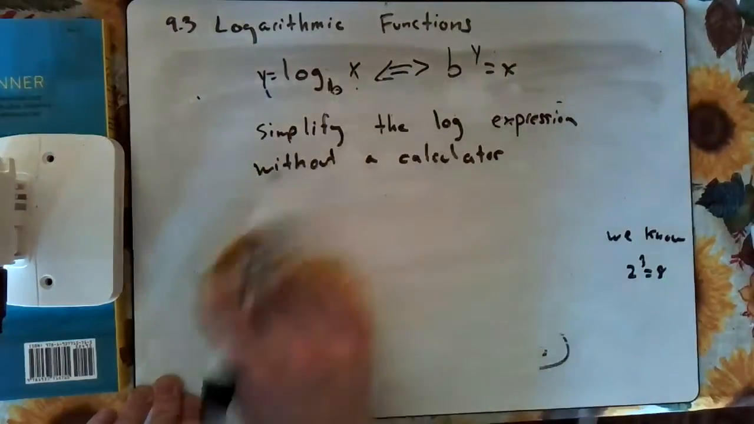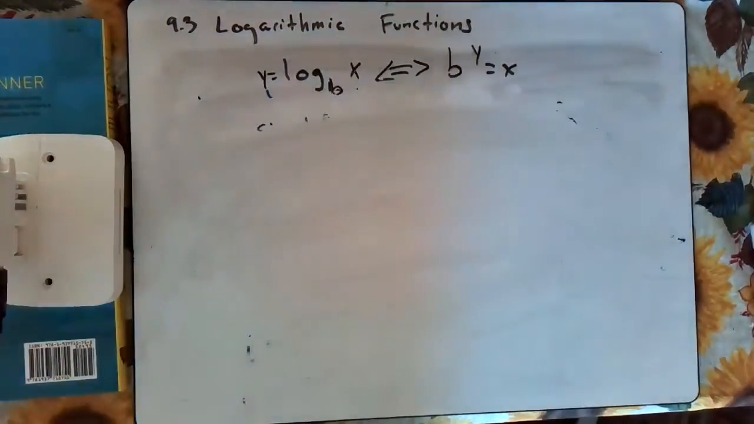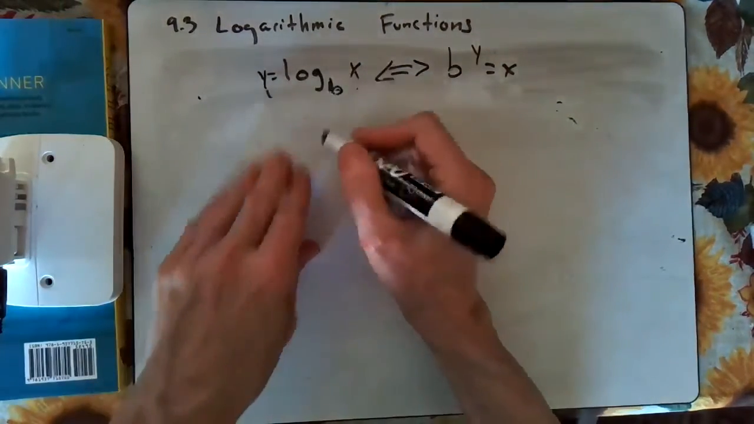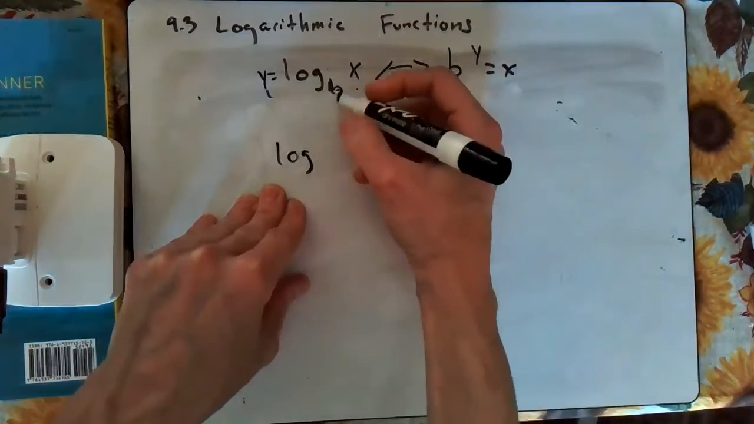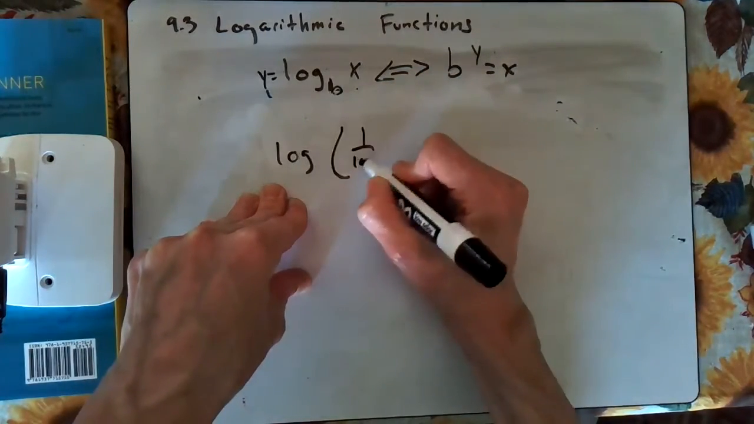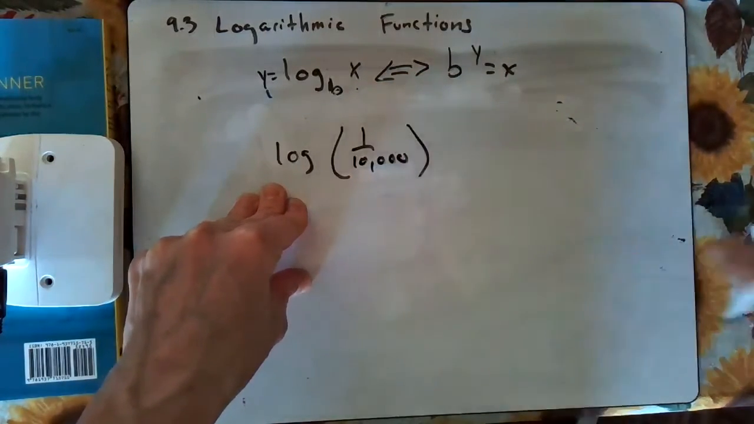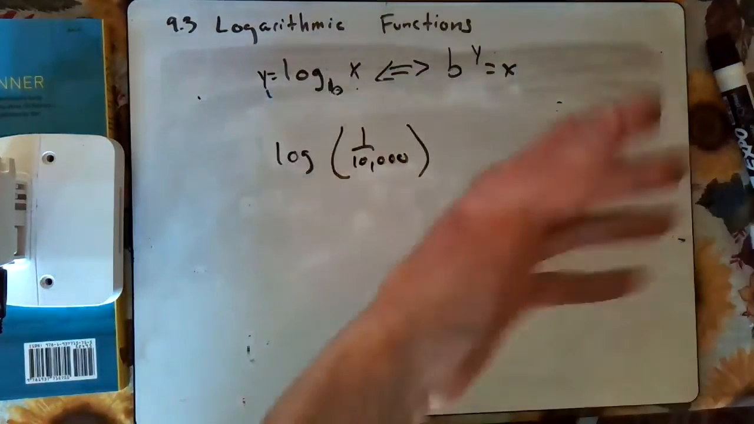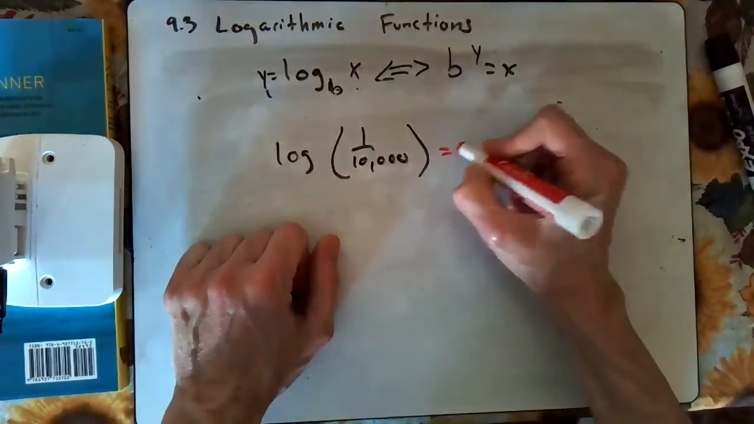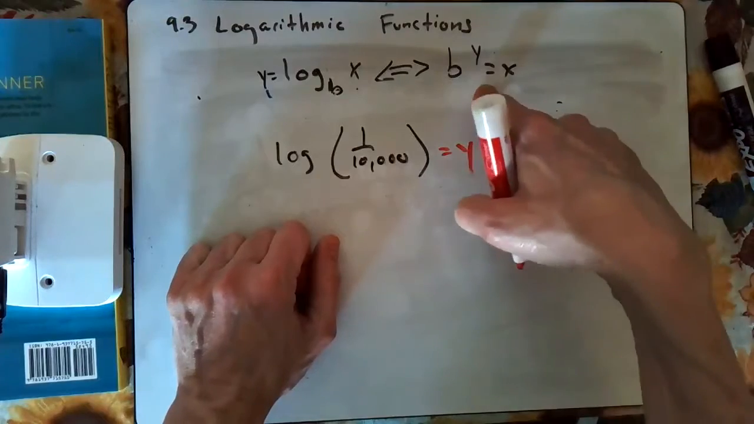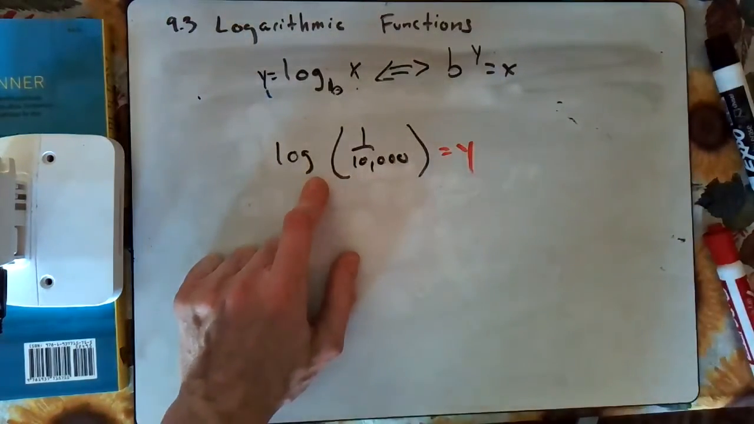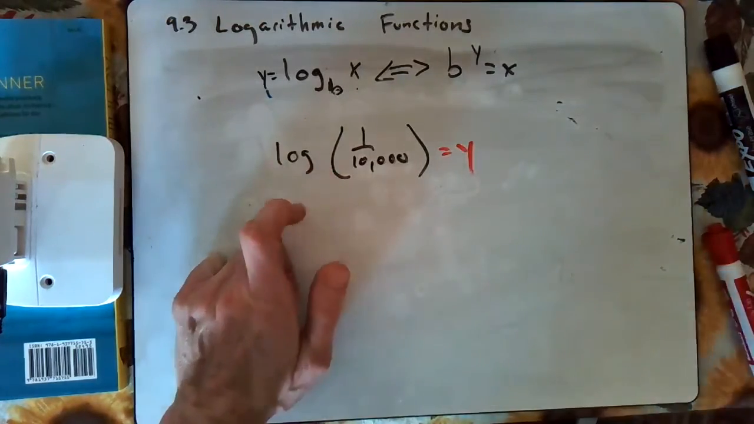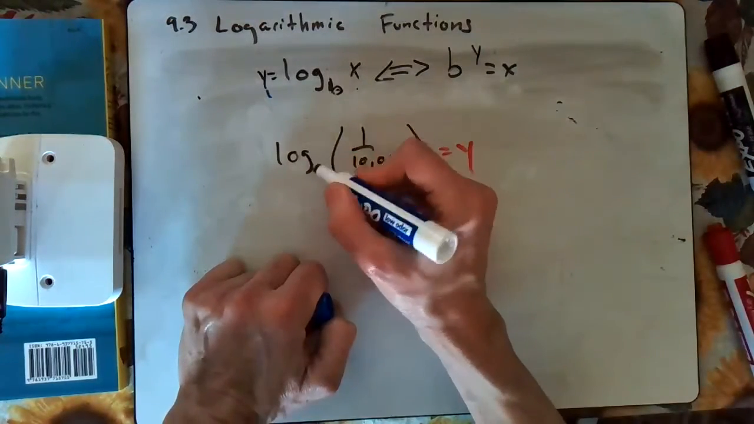So let us try. Let's say we have log of 1/10,000. Remember, this is how the problem always begins. They don't put equals anything. So let's put equals y. Why are we doing that? It's so we can convert it into exponential form. If you notice, they didn't give us a base. If they don't give you a base, it's an automatic 10.